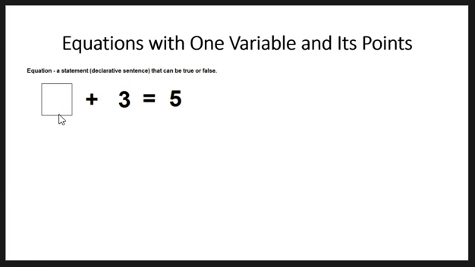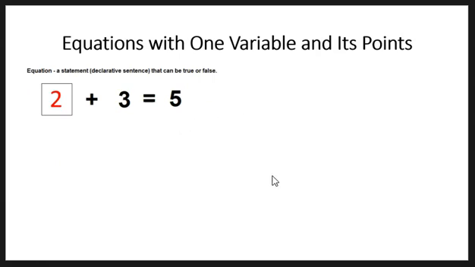So basically, we are being asked to find the missing number. So when we add 3, we get 5. From basic math, we know that number is 2 because 2 plus 3 equals 5. So we call 2 the solution of this equation because it made the equation a true statement.